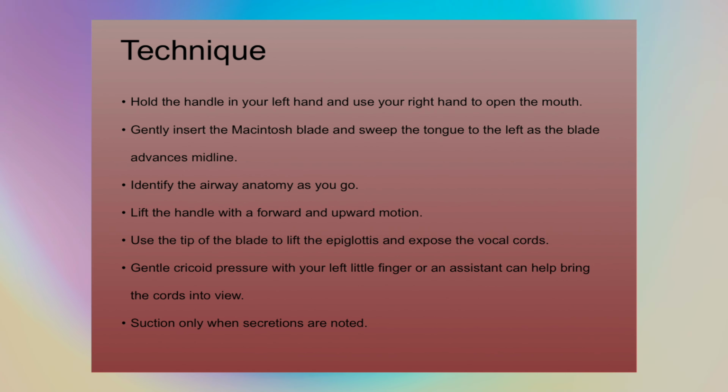If you're having difficulty exposing the vocal cords, you can use your left little finger to apply gentle cricoid pressure to bring the cords into view, or if you have an assistant, they can also provide that cricoid pressure to help achieve a better view. Only suction when secretions are noted, so don't do any routine suctioning to clear the airway before your attempt, only if you see anything inside the airway.